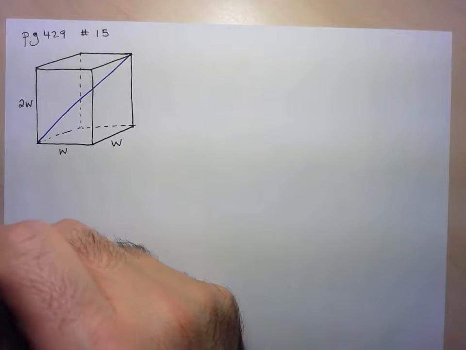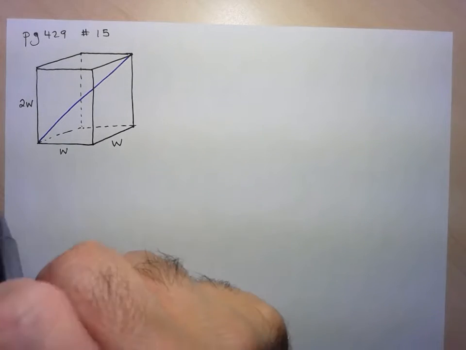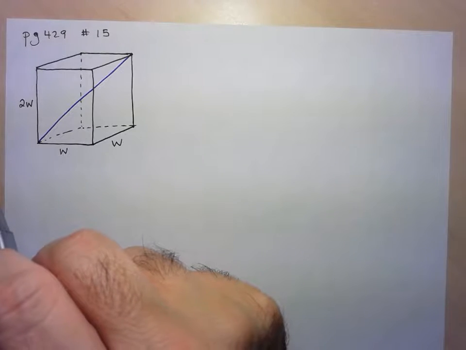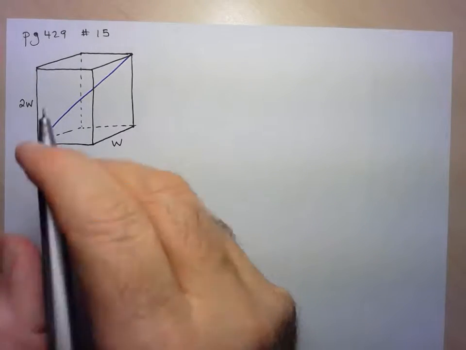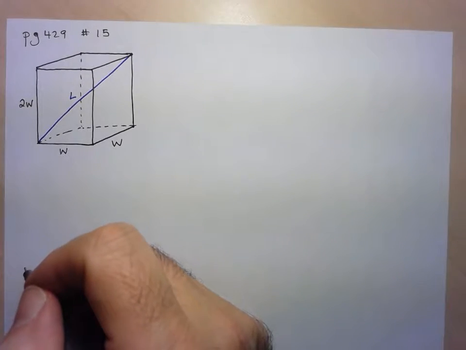length. Not surprisingly, the answer that they're telling us we should come up with has a variable in it, since we don't have any specific information about this box other than its general shape. Let's call this L. That's what we're looking for. Now this is a problem you've solved before.